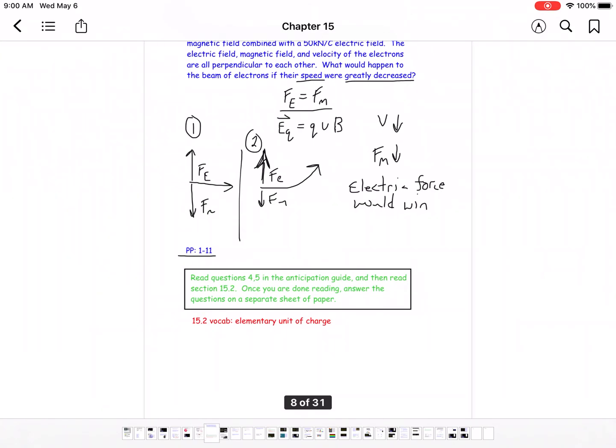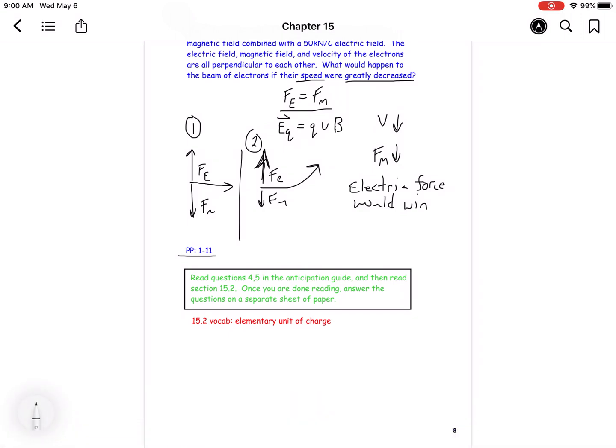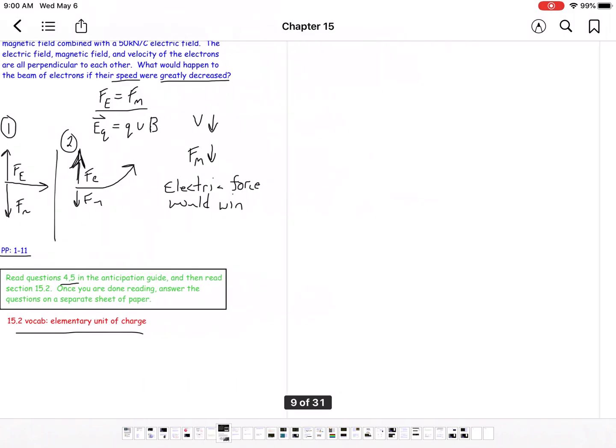So that's the end of lesson 1. You should be able to then do your vocab, your anticipation guide, and start lesson 2. Alrighty.